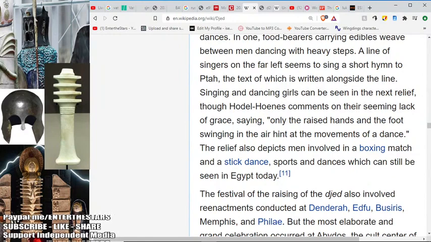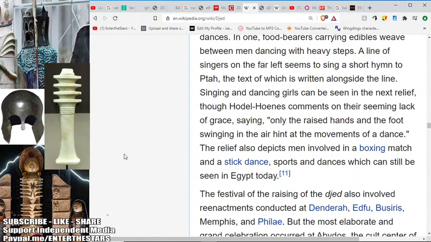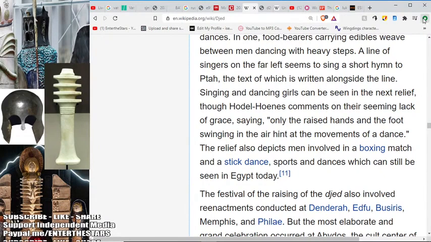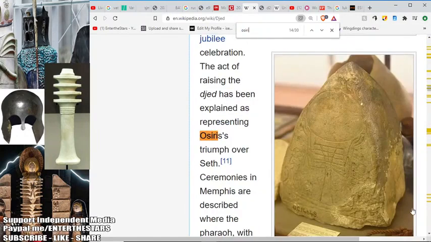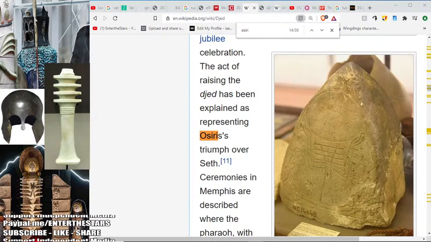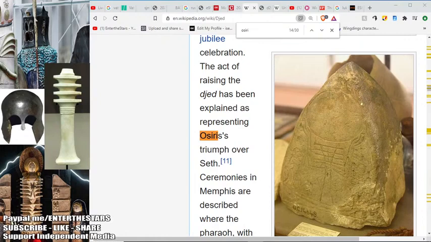Now, it also says here it was sometimes also used to represent Osiris himself. Let me find that part in here. And it was often combined with a pair of eyes between the crossbars and holding the crook and flail.